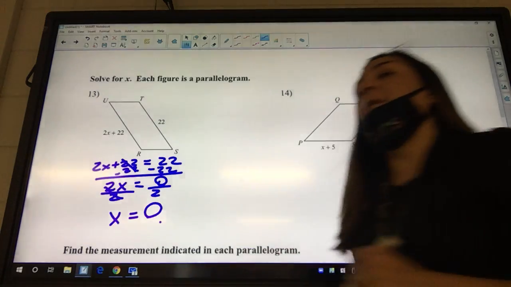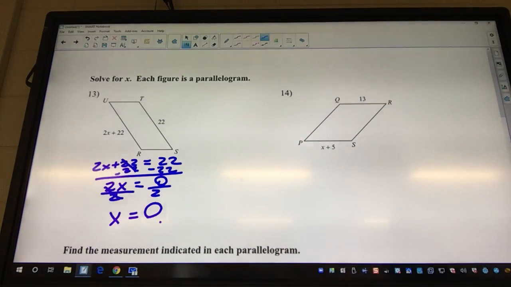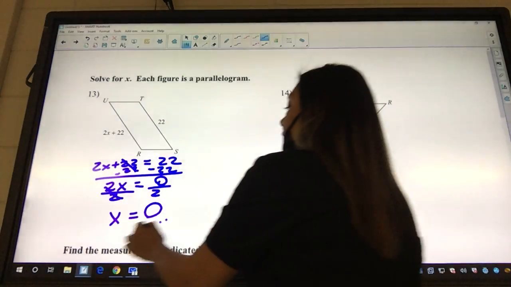Okay, do we stop or keep going? What's it want us to find? Just x. So we're done.